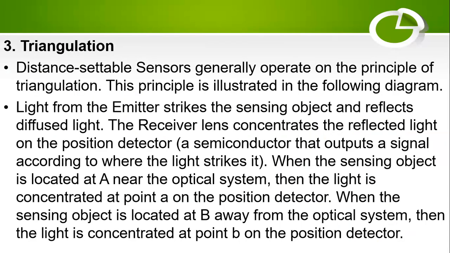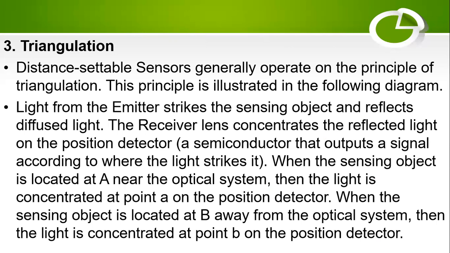Next, the third one is triangulation. The distance settable sensors generally operate on the principle of triangulation. This principle is illustrated in the following diagram. Light from the emitter strikes the sensing object and reflects diffused light. The sensor lens concentrates the reflected light on the position detector, that means a semiconductor that outputs a signal according to where the light strikes it.